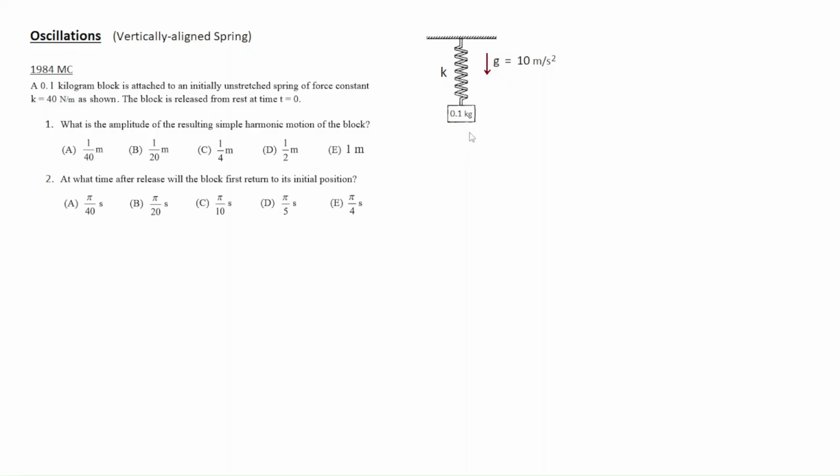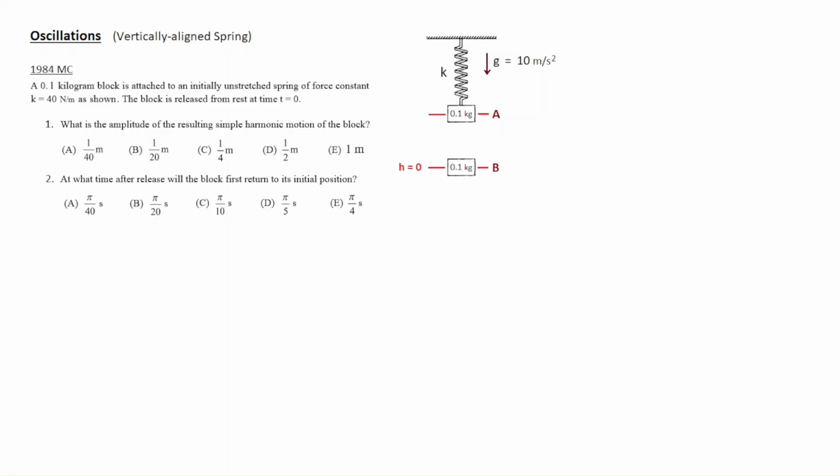So this block is connected to an initially unstretched spring. As we release it from rest, it will bob up and down, and we are looking for the amplitude of its simple harmonic oscillation, and then we're looking for how long it takes for the block to go all the way down and come all the way back up to its initial position.